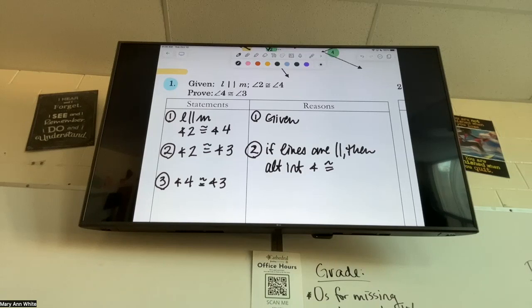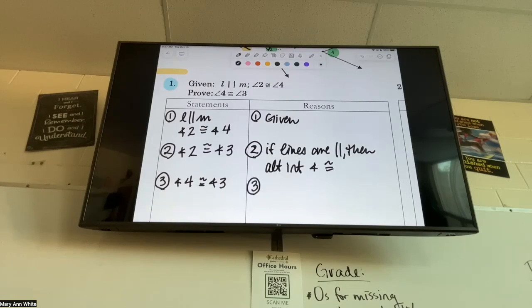We just said that they told us 2 and 4 were congruent. We just said that 2 and 3 were congruent. Why can I now say 4 and 3 are congruent? Because 2 and 4 are. Yeah, but I can't write that as my reason. That is part of my reason. Close, but I don't want to use substitution with congruent signs. Would you say? Transitive. We're going to use transitive.